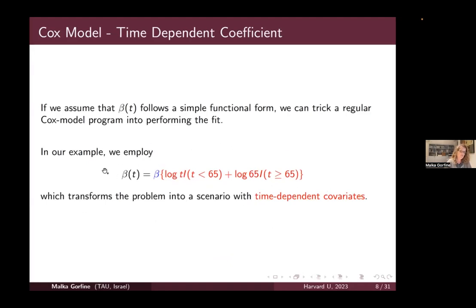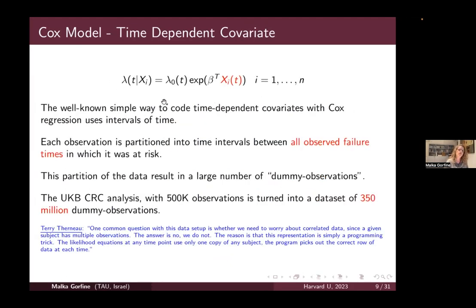Now, this formulation transforms the problem into a scenario with a time-dependent covariate, because previously we had a time-dependent coefficient, but now we transformed the problem to a time-dependent covariate. This is the time-dependent covariate, but now we have a fixed coefficient, which is actually an easy problem. So now we formulate the model in this way. We have still the baseline hazard function. We go back to have beta instead of beta as a function of t. And we have xi of t instead of x.